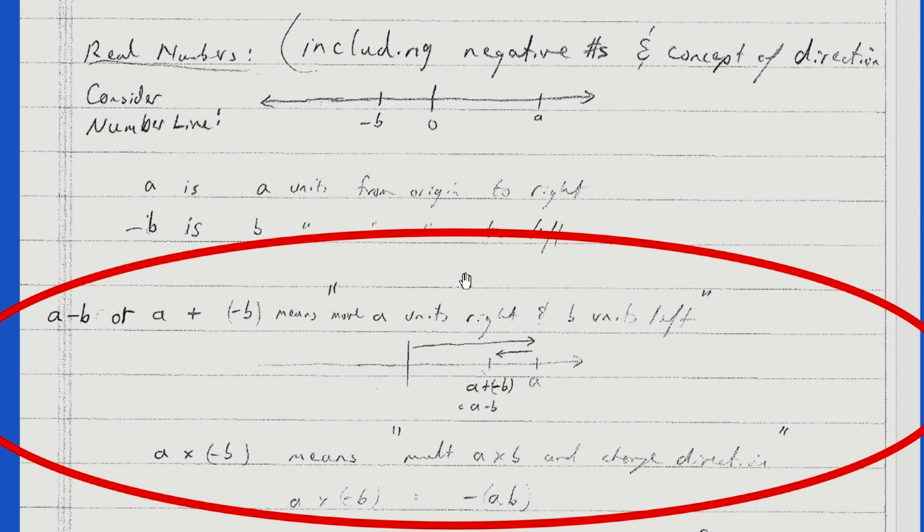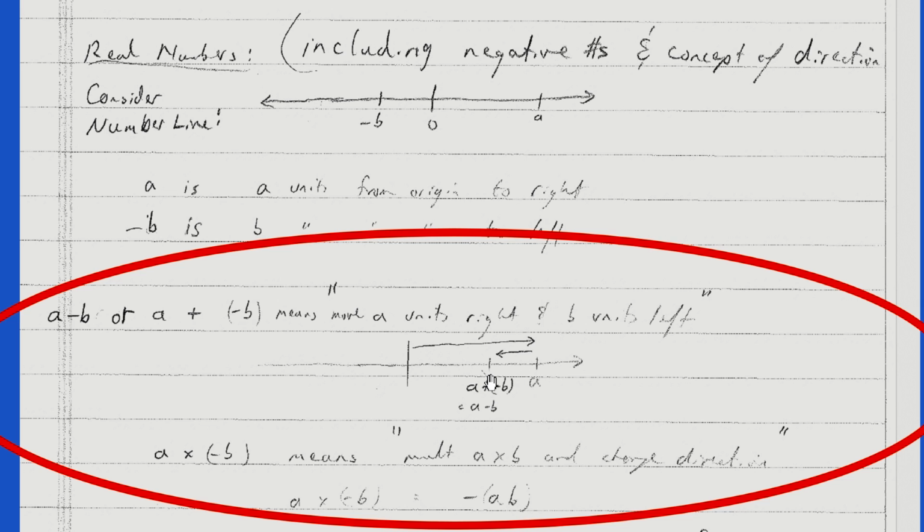But it really gets interesting when we talk about operations. So a minus b is, of course, a plus -b, and that means move a units to the right and then move b units back to the left. And that comes in handy when you're solving problems. And it's kind of intuitive. You drive a car this way and then drive it back this way and end up here.